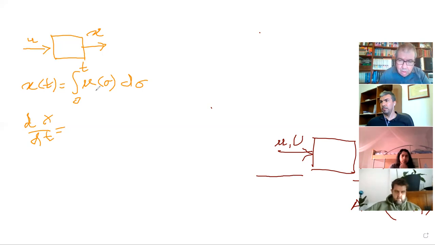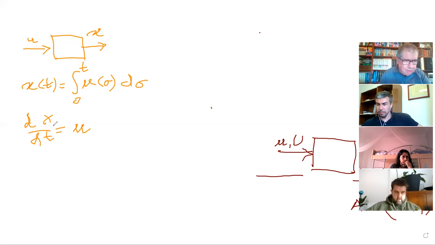So it's u. So dx dt equals u describes an integrator. It's an equivalent form of describing the integrator. Now, in terms of this algebraic method, how can I write an equation for capital S x?